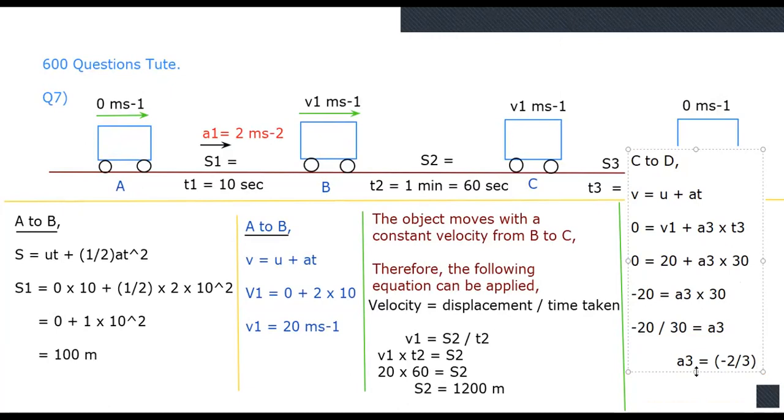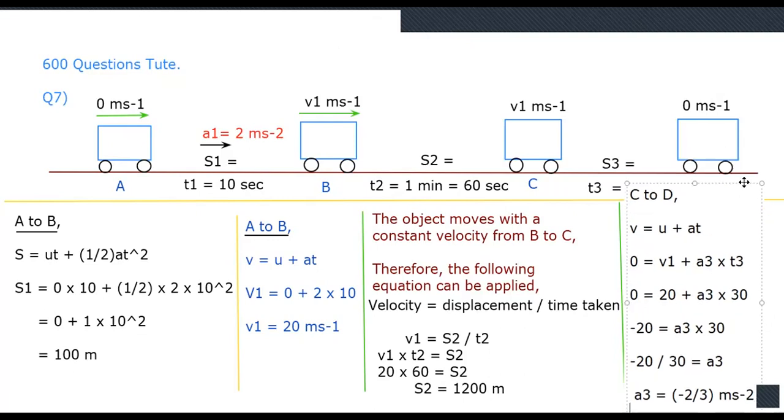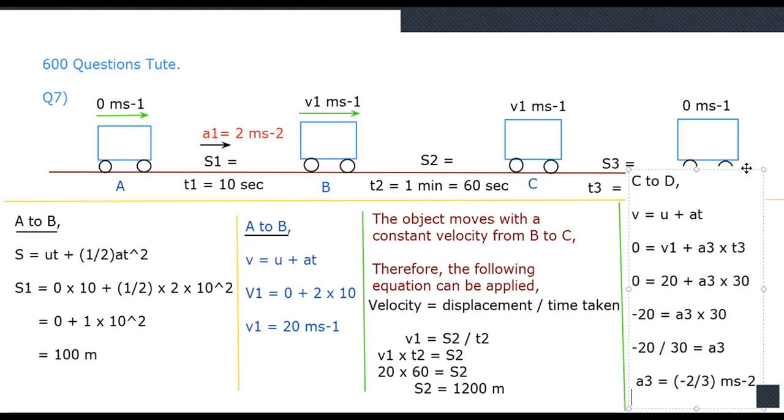So is it acceleration or a deceleration? Somebody please tell me. Deceleration. It's a deceleration. Why? Because there is a minus sign. So we have found the acceleration from C to D as minus 2 over 3. So acceleration is minus, means it's a deceleration.